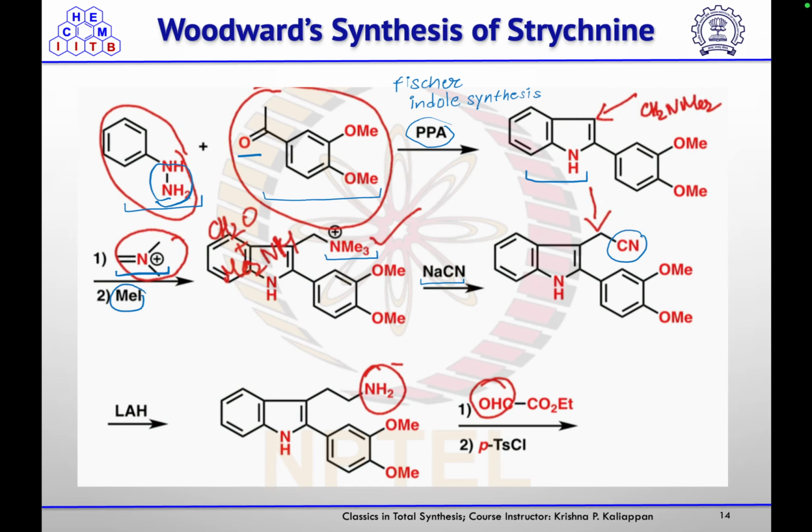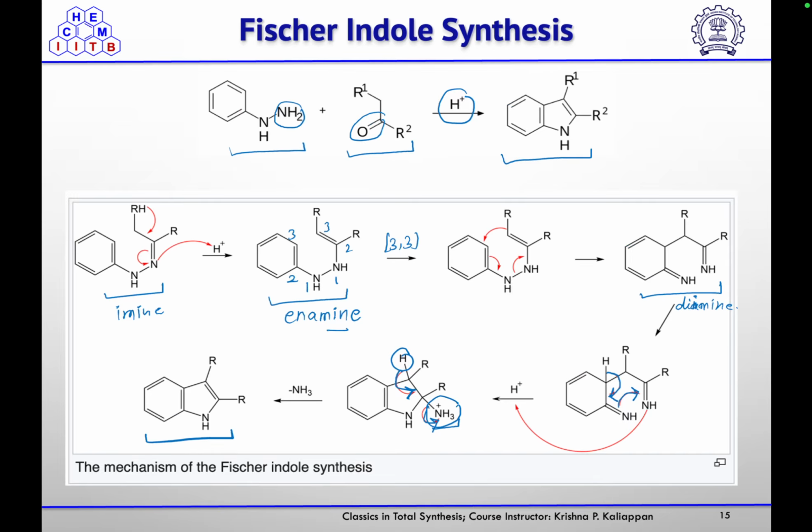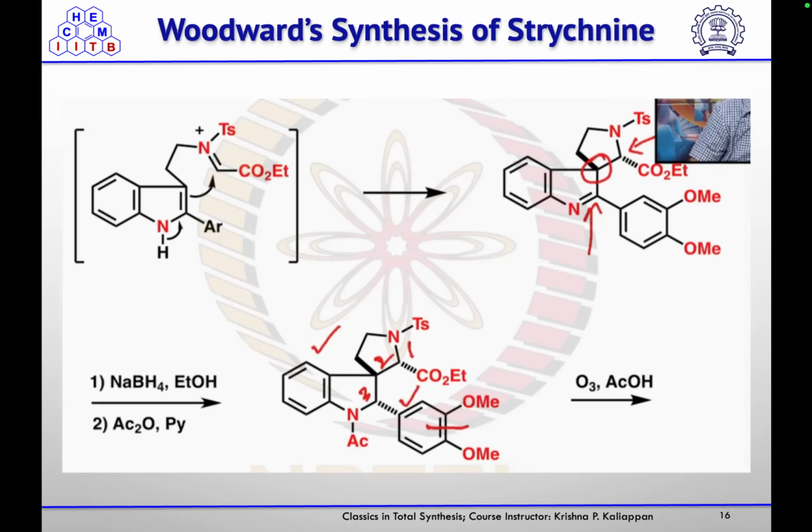That cyanide they reduced using LAH to get the corresponding amine, and that amine, again another second managed reaction. For that purpose they treated this amine with the aldehyde to get the corresponding imine, and the free NH bond was there, that they tosylated to get the corresponding salt. So first imine will form and then NH was replaced with tosyl to get that salt.